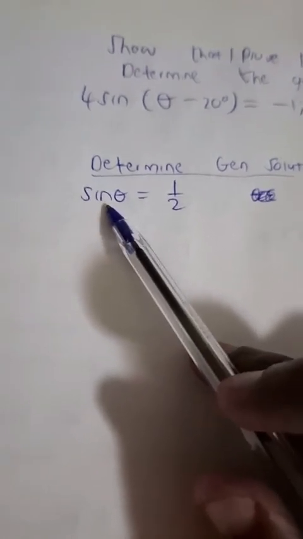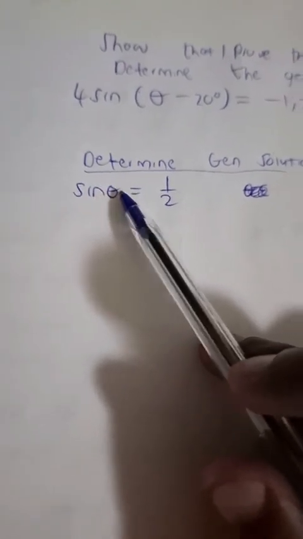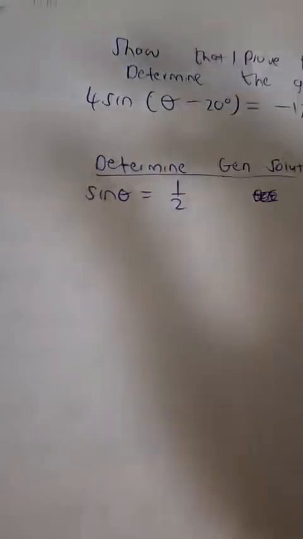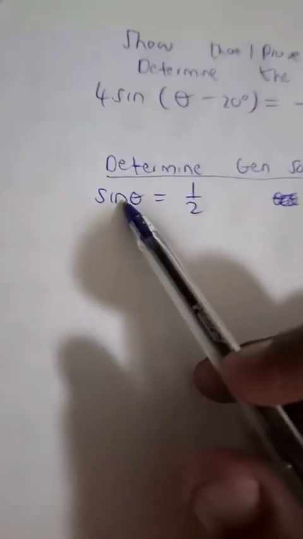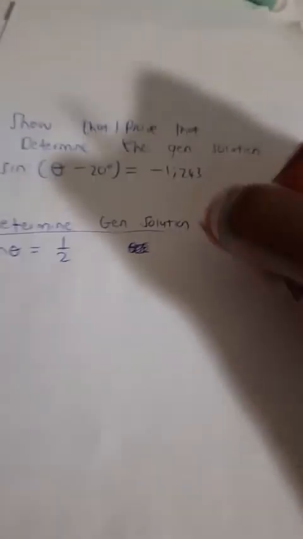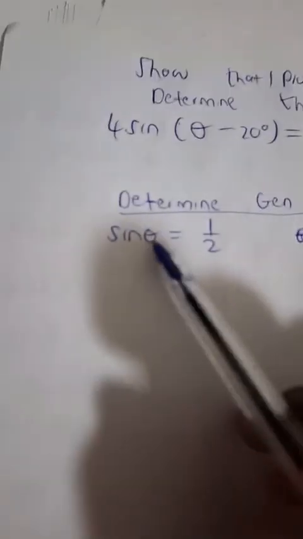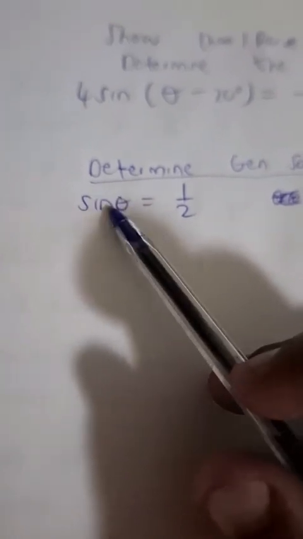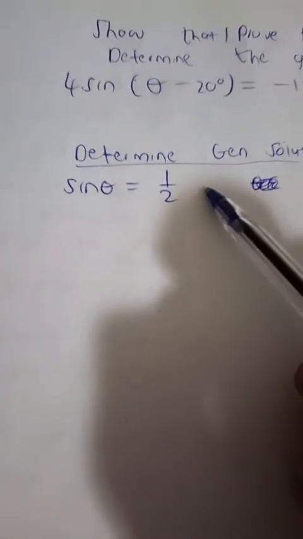Sine, a single trigonometric ratio with an angle on the left hand side and a numerical value on the right hand side. Sine theta is equal to half. There are two things you need to check here. You ask yourself, sine theta is equal to half. This means that sine is positive.